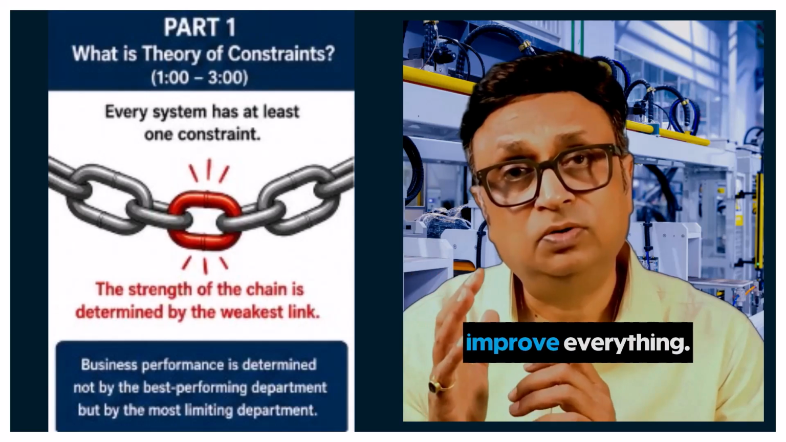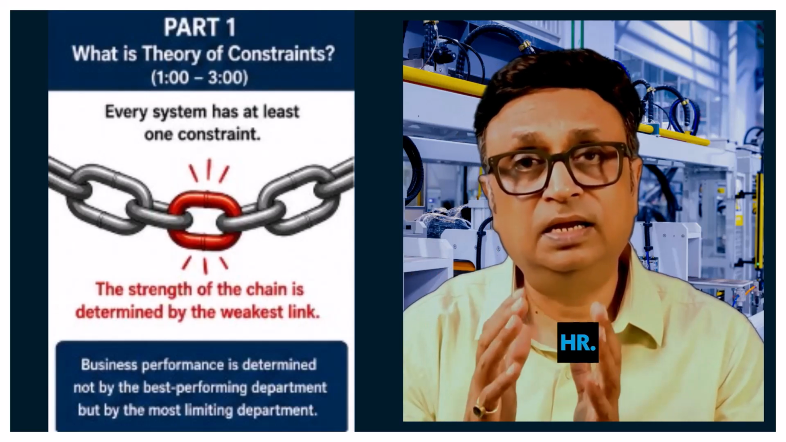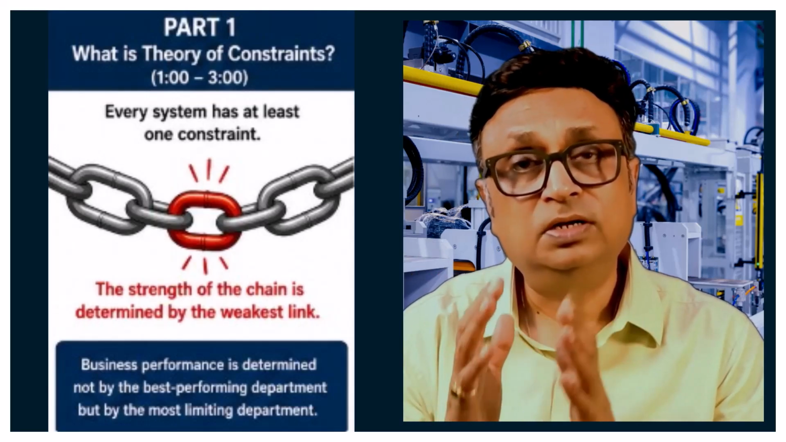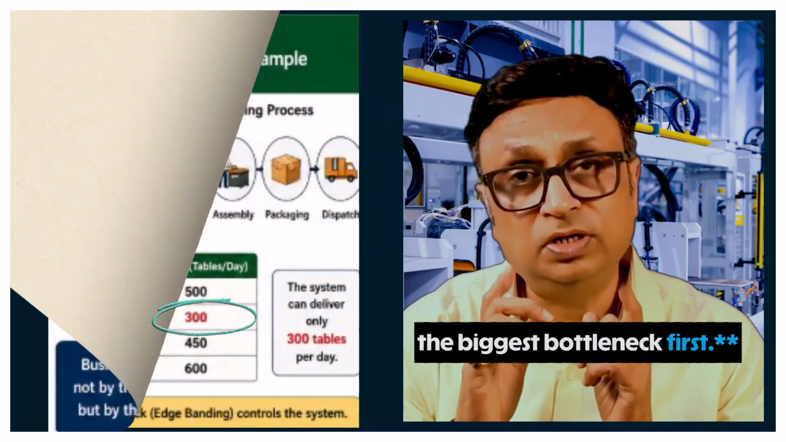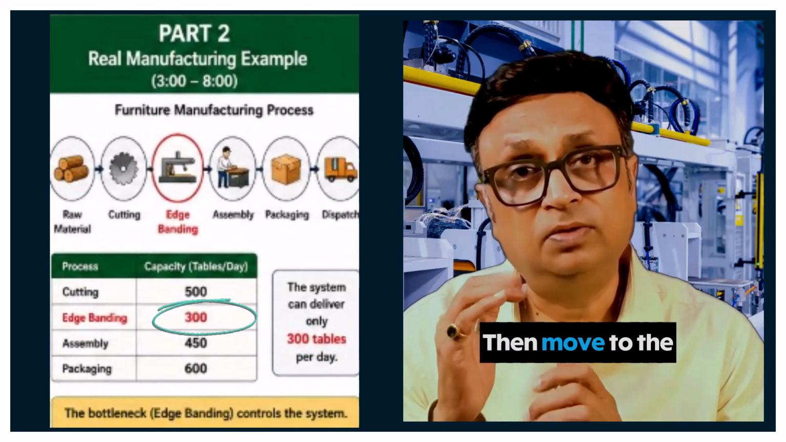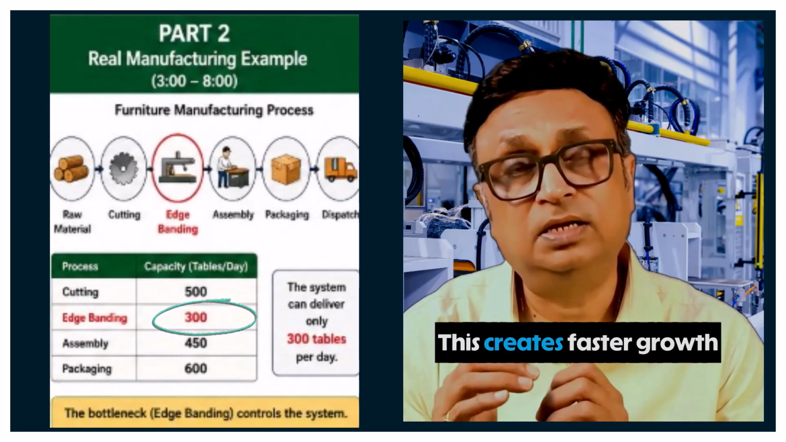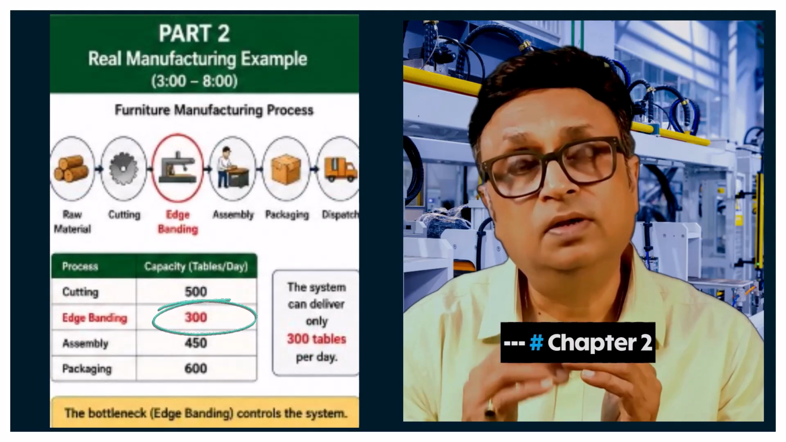Many companies try to improve everything: sales, HR, finance, operations, customer service. But TOC says find the biggest bottleneck first, fix it, then move to the next bottleneck. This creates faster growth with less effort.